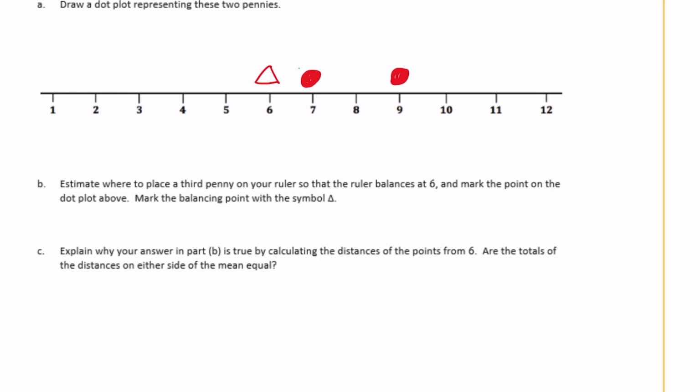We know that the distance from 7 to 6 is 1. The distance from 9 to 6 is 3, so those add up to a distance of 4. So if we want it to balance at 6, we need a distance of 4 from the other side. So I'm going to go 1, 2, 3, 4. So it would be at 2, because it only says we're adding 1 penny. So estimate where to place the penny, and mark the balancing point. We already did that.